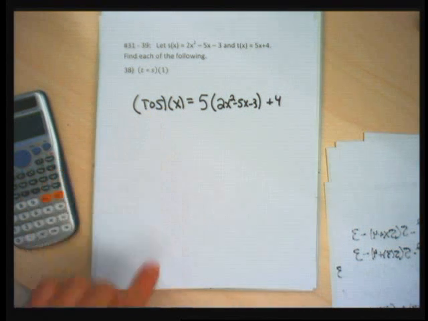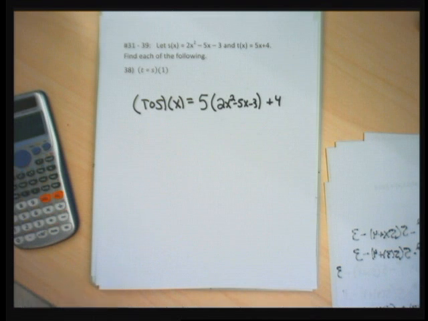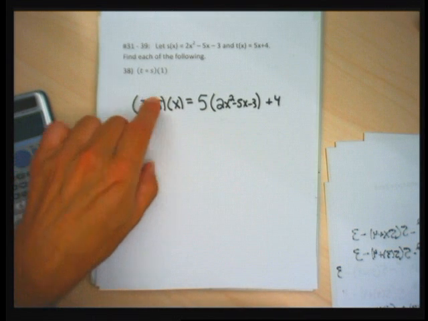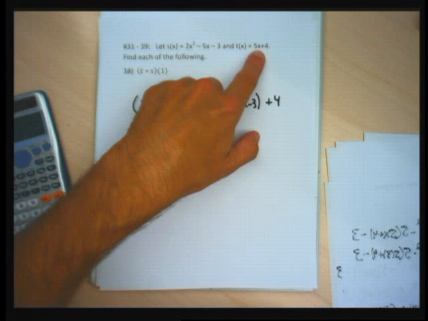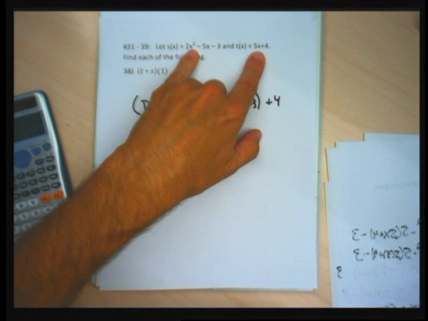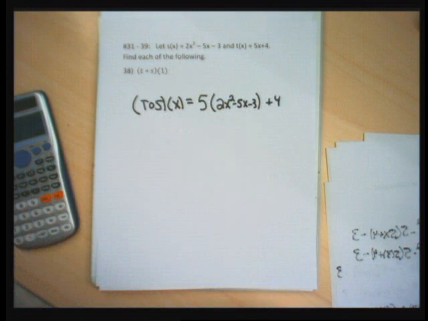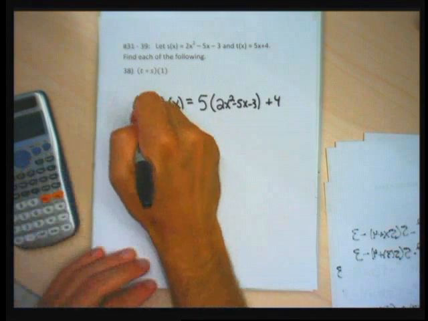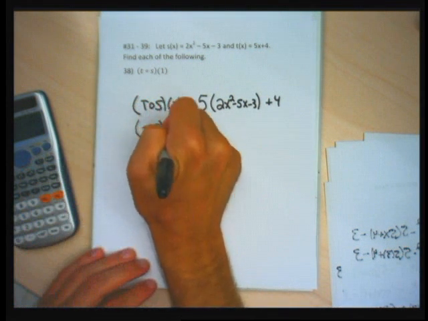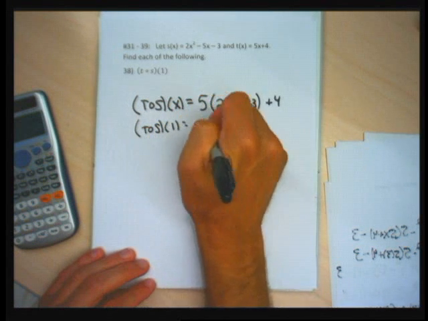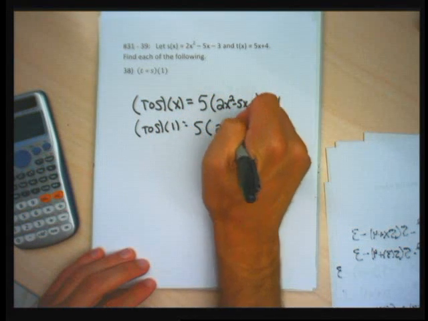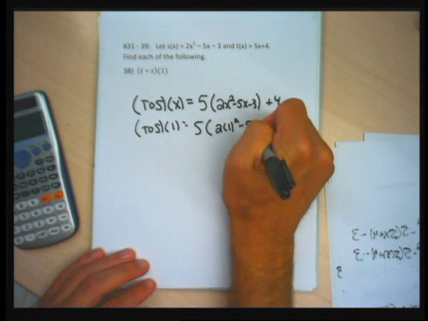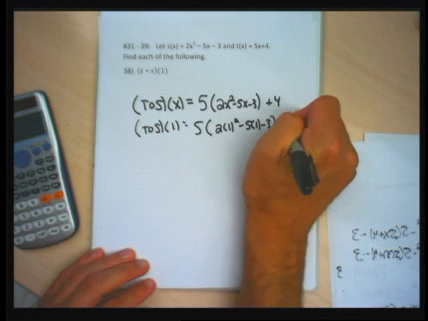So these compositions are important to get good at. Whichever letter is written first, you go to that function and you get rid of its x, and in place of that x, you put the other function. You always need a parenthesis when you do that. So that's t composed with s of x. For this problem, I need to change the x to 1. So I'm going to go 5 times 2 times 1 squared minus 5 times 1 minus 3 plus 4.